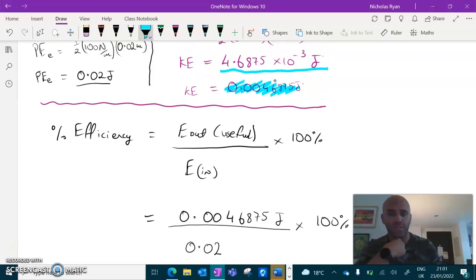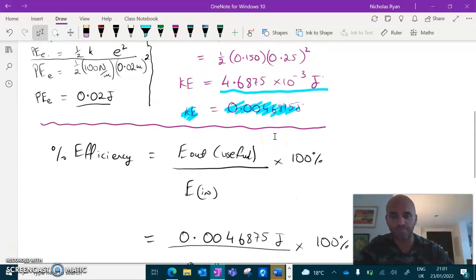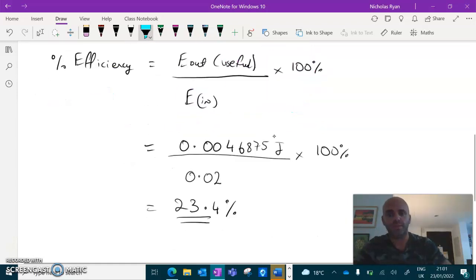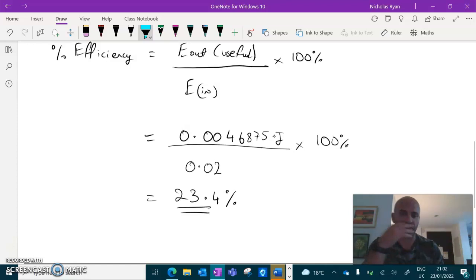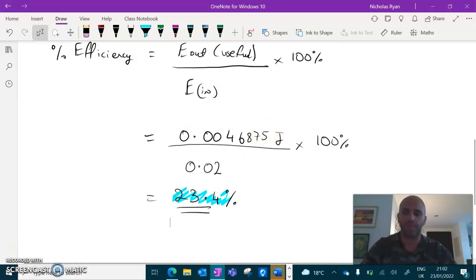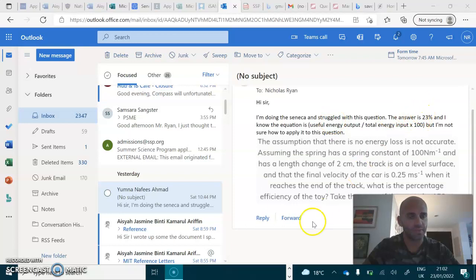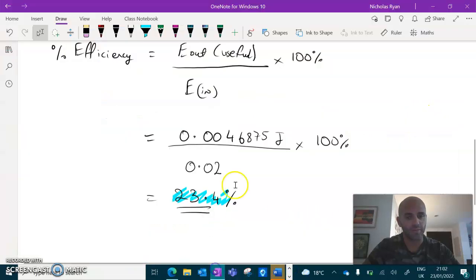So I take the useful bit, which was the kinetic energy. That's the energy store that we wanted to achieve with the toy, divided by the total energy in, which was the elastic potential energy, which was 0.02 joules. So you've got 0.0468, whatever that is, joules, divided by 0.02 times 100%, and that works out to be 23.4%. Okay, and Yumna sent me the answer, and she said the answer was 23%, but she didn't know how. So hopefully that makes sense.